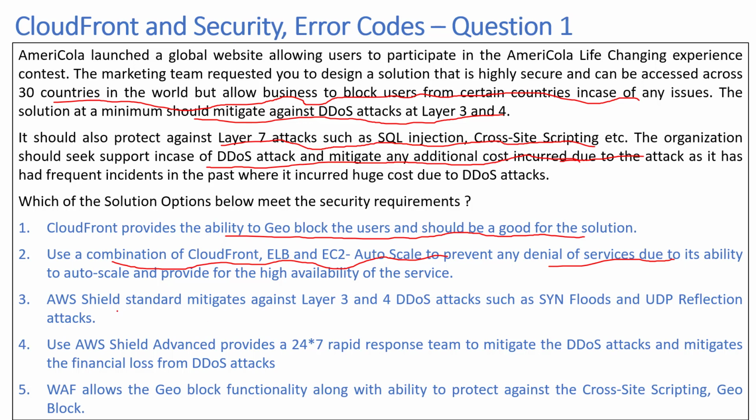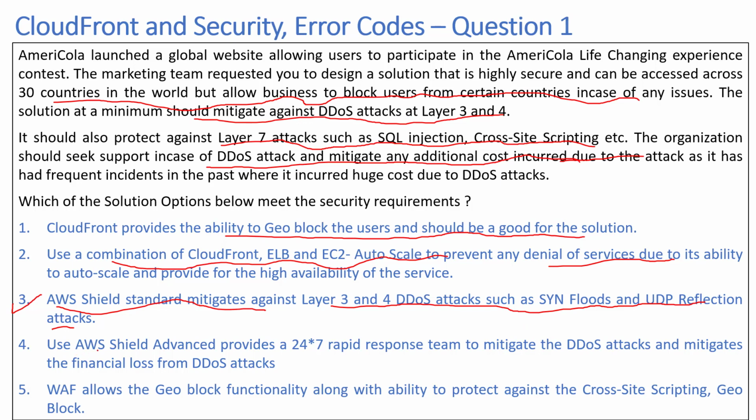So now let's look at the third option that we have. AWS Shield Standard mitigates the layer 3 and layer 4 DDoS attacks such as SYN floods and UDP reflection attacks. So that's true. AWS Shield is provided to all AWS customers free of cost, and it does protect against layer 3 and layer 4. So this definitely seems to be one of the options for the second requirement that we have. It should mitigate against DDoS attacks at layer 3 and layer 4. Okay, so we can be confident about this.